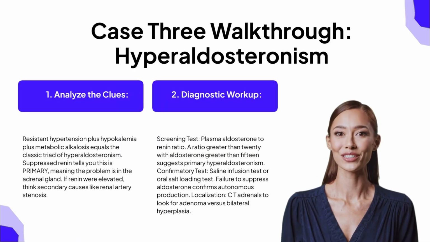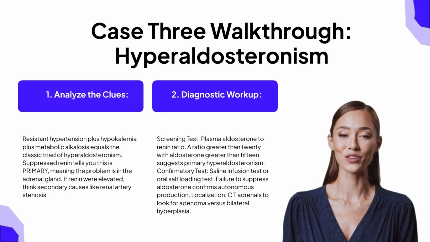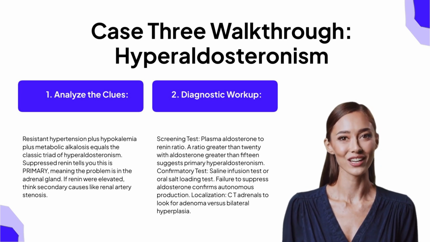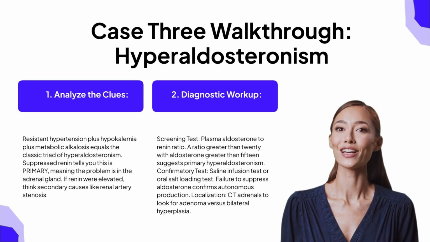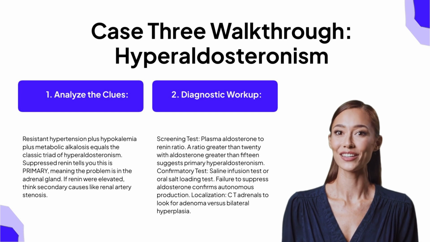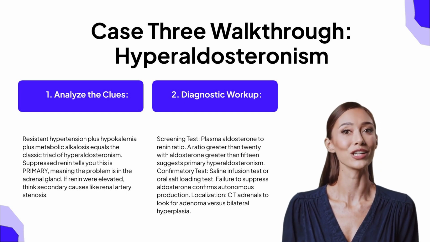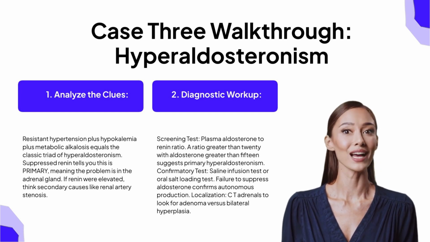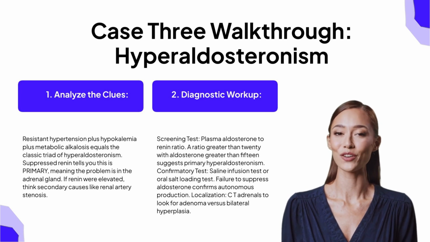Primary hyperaldosteronism, also called Conn syndrome when caused by an adenoma, is increasingly recognized as a common cause of resistant hypertension. Some studies suggest it affects up to 10% of hypertensive patients. For diagnosis, you start with the aldosterone to renin ratio as a screening test. A high ratio suggests primary hyperaldosteronism.